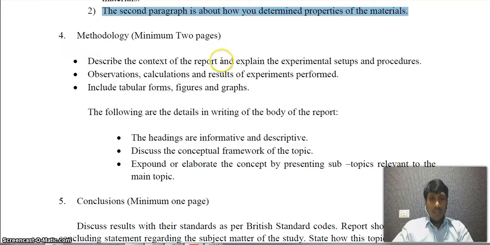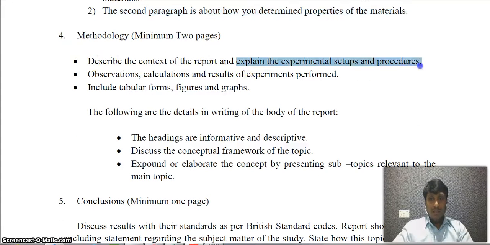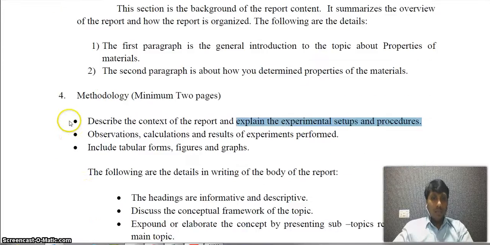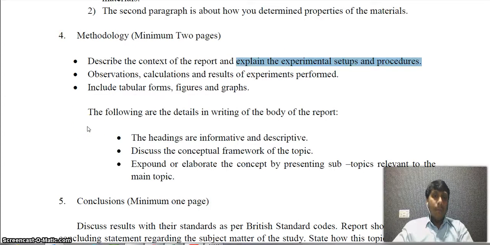Okay, now coming to methodology. Describe the context of the report, like the experimental setups and procedure. Like I explained to you, if it is the content, methodology is 2.1 silt test, 2.2 bulking of sand, 2.3 bulk density of sand, 2.4 sieve analysis and fineness modulus. For lab report 2, 2.1 slump cone test, 2.2 compaction factor test, 2.3 flakiness and elongation index.